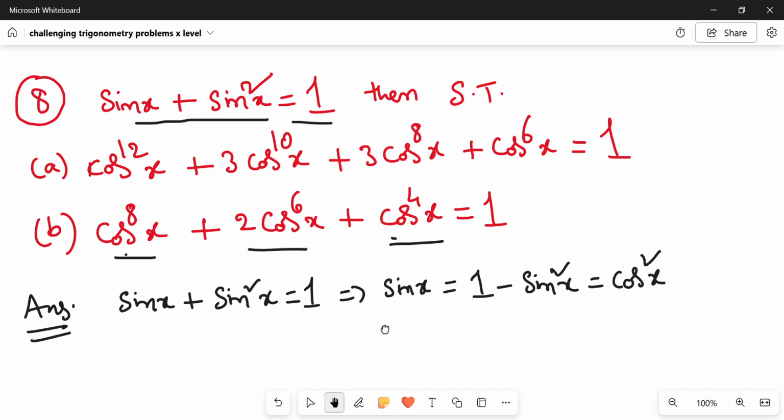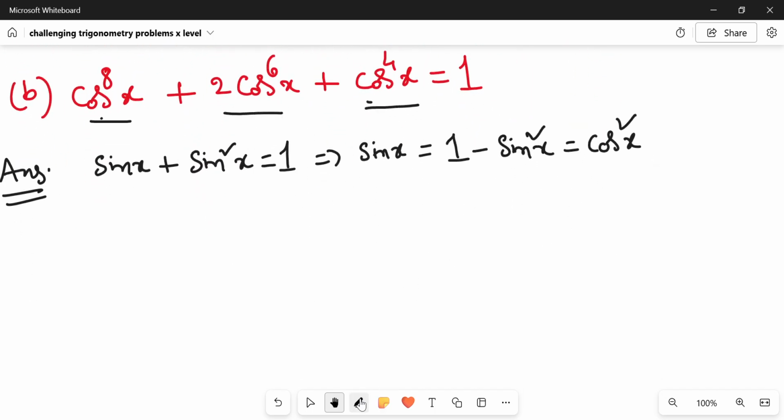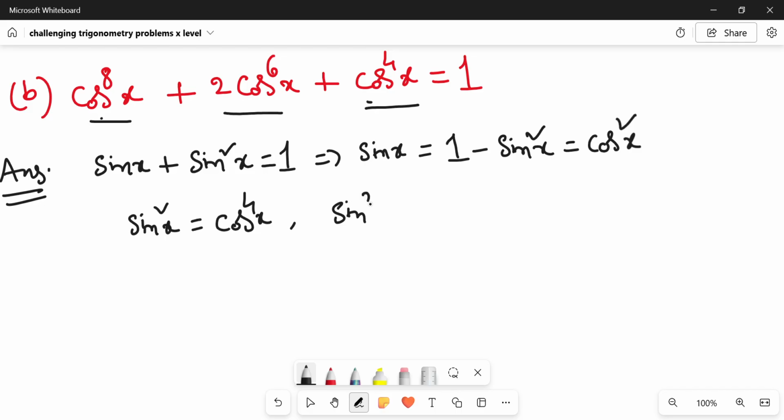Now I can very well write, if I square it on either side, I will get sin square x equals cos power 4x. Wherever I see cos power 4x, I can replace it with sin square x. And what if I cube this? If I take sin cube x, that is cos square x whole cube, so it becomes cos power 6x. Here the power is multiplied by 3, so this is as simple as that.